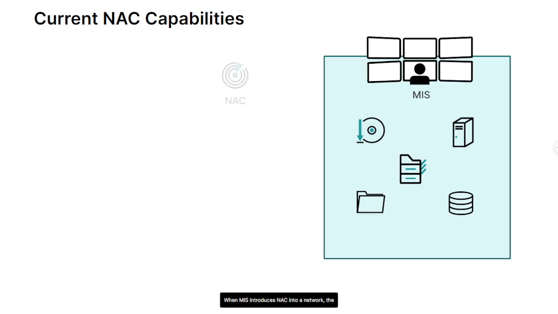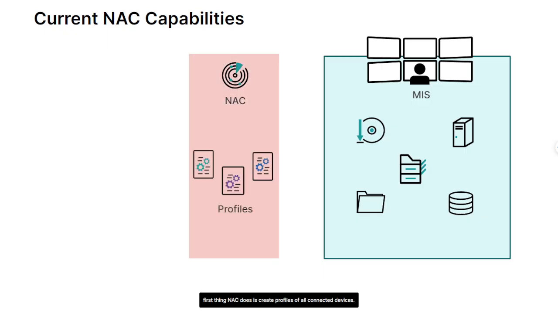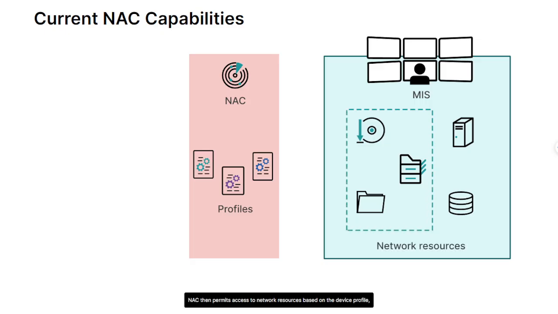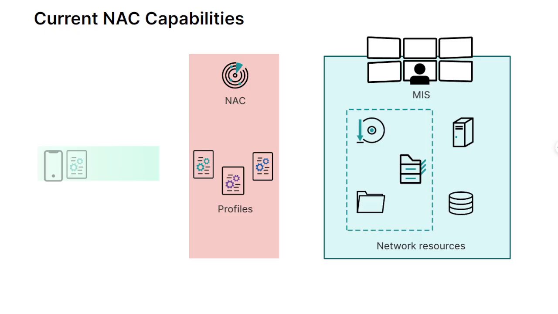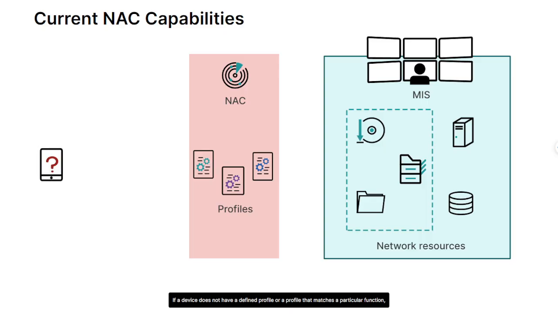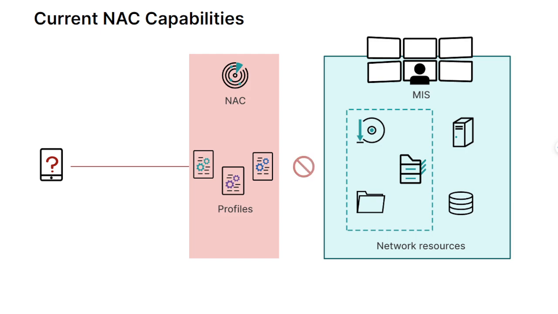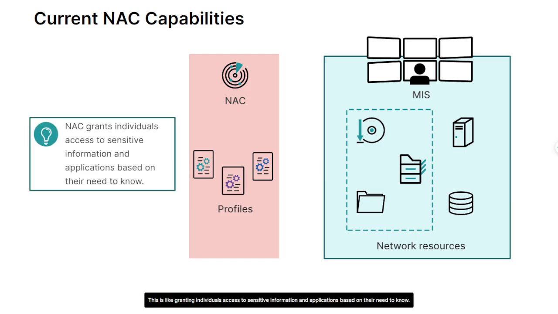When MIS introduces NAC into a network, the first thing NAC does is create profiles of all connected devices. NAC then permits access to network resources based on the device profile, which is defined by function. If a device does not have a defined profile, or a profile that matches a particular function, they are denied entry. This is like granting individuals access to sensitive information and applications based on their need to know.